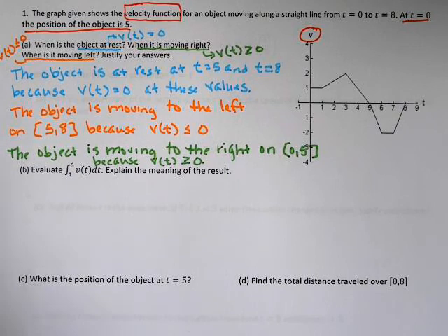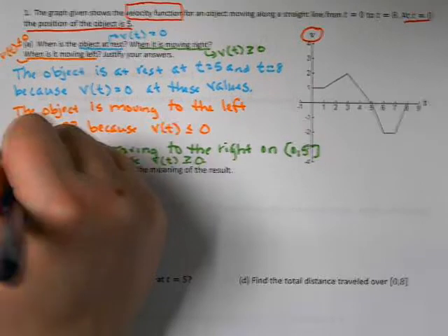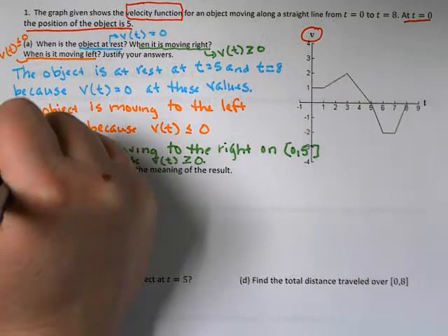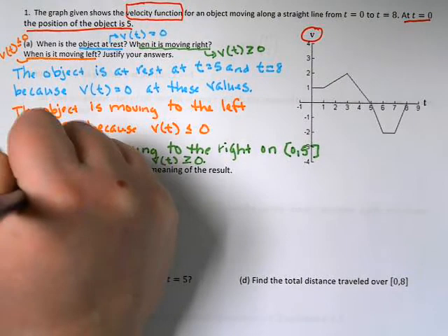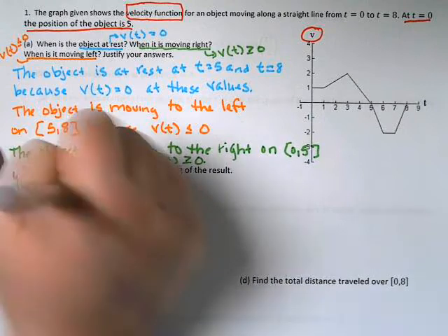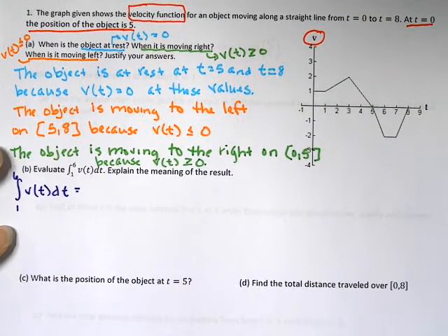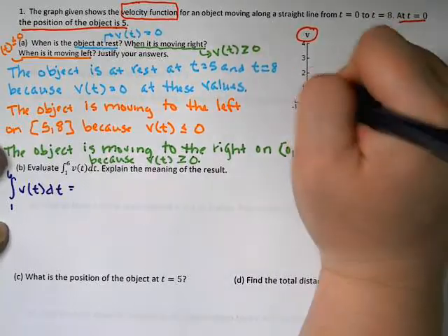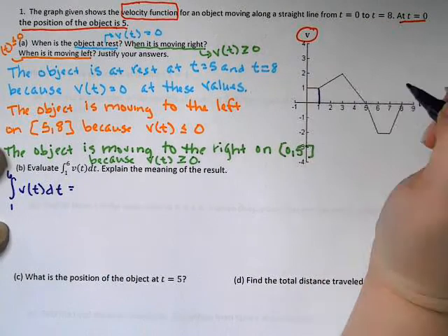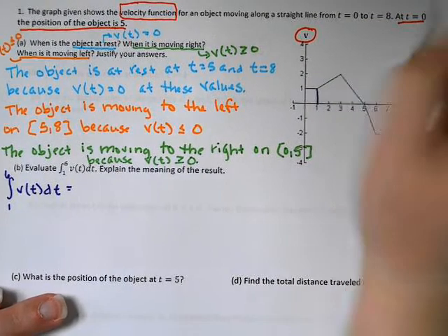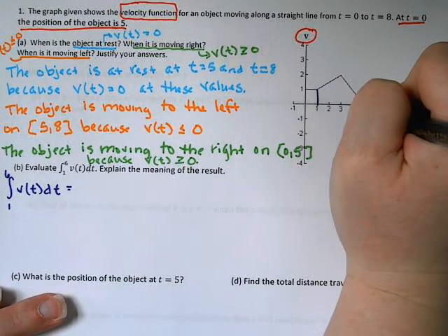So I think the first thing we should do then is actually find the integral. So if I want to do the integral from 1 to 6 of v of t dt, that means I just need to find the area under the curve. Now be careful because we're starting at 1. So we're going to start here and we're going to go all the way through 6.